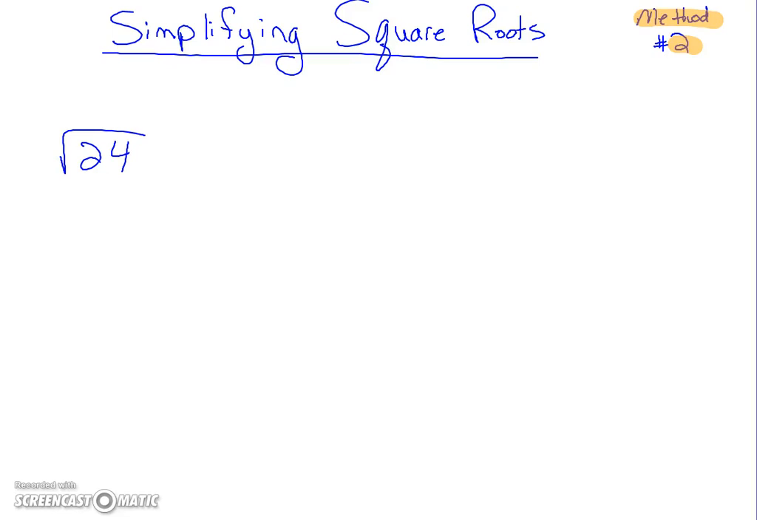This is simplifying square roots, method number 2. Again, I have created method number 1. There are 2 ways to simplify square roots. And again, this is not calculating square roots. This is not estimating square roots. This is literally simplifying square roots.